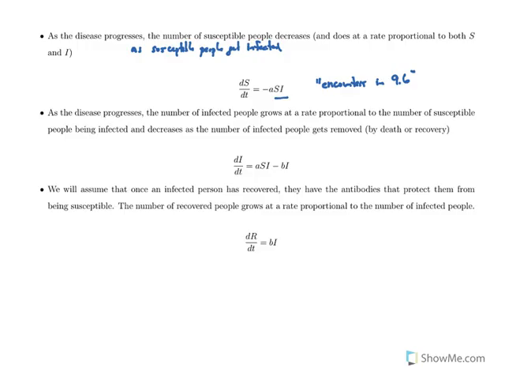As the disease progresses, the number of infected people is going to grow at a rate proportional to the number of susceptible people being infected. That's this ASI. That's the number of encounters that we're having. As the number of encounters increases, then so will the number of infected people. It's going to do so at a rate proportional to this idea. This is the big idea of the disease growing exponentially.